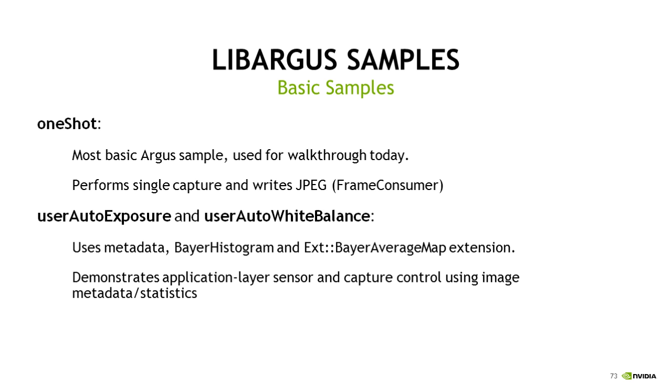First sample I would recommend starting with, which is the one we use for the walkthrough today, is the one-shot sample. Two of the other samples I mentioned earlier, user auto exposure and user auto white balance, make use of both the histogram and Bayer average map statistics in order to dynamically modify capture settings to achieve target exposure and white balance convergence.